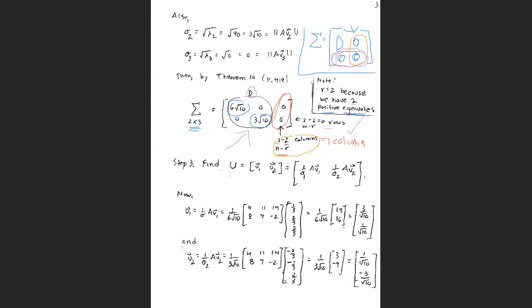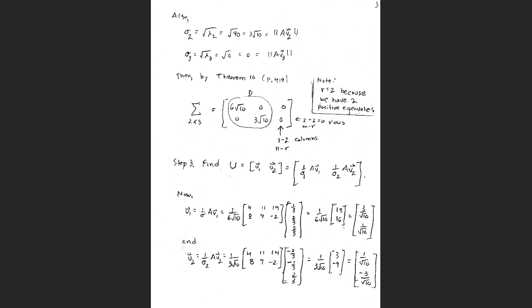Well, so we found the matrix V. We found the matrix sigma. Now we have to find the matrix U. The entries of the matrix U are defined this way. The first vector is equal to 1 over sigma 1, that singular value, which would be 6 root 10, times the vector AV1.